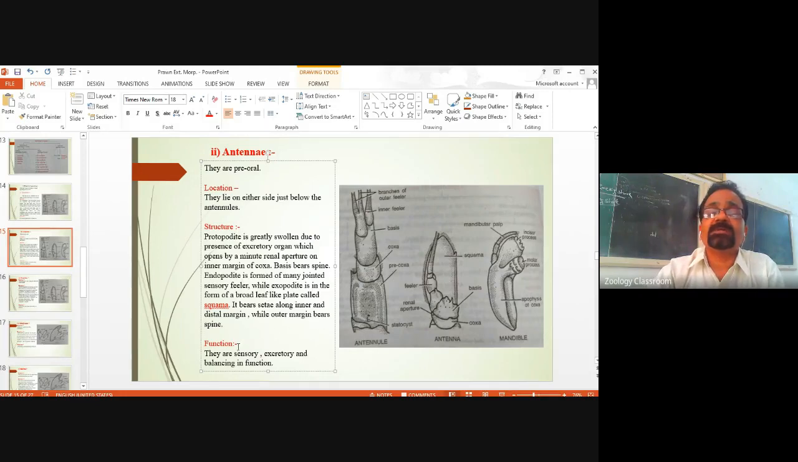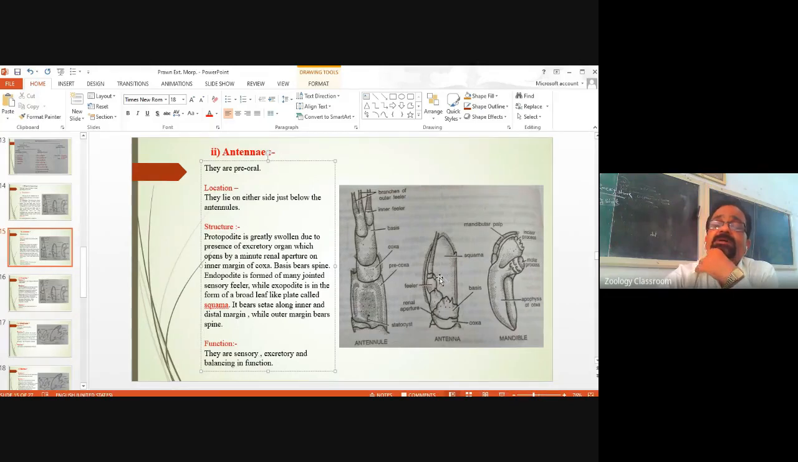Now what is the function? They are sensory, excretory, and balancing organs. Now, balancing organ: the antennules also play a role here in balancing, but this is the collective. In the antennule, the statocyst is present, and the statocyst is also an organ which plays a role in maintaining equilibrium. So the combined function is mentioned over here.